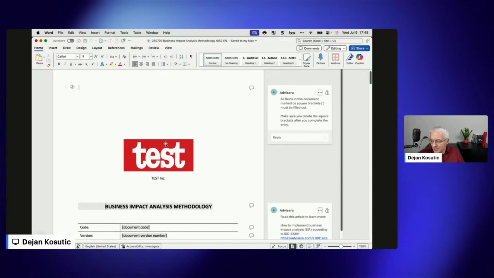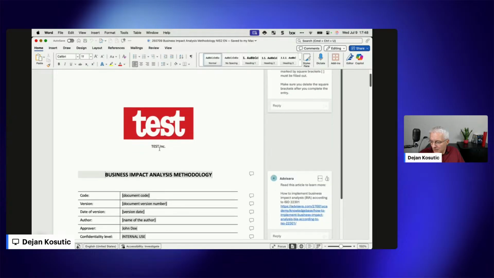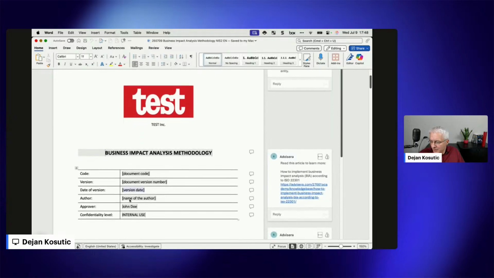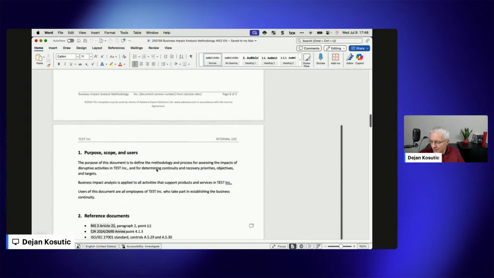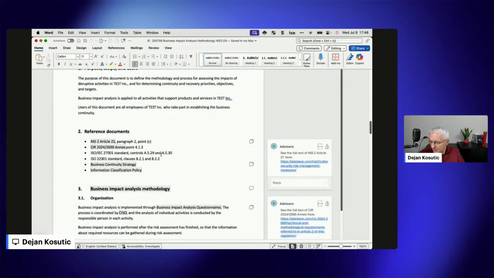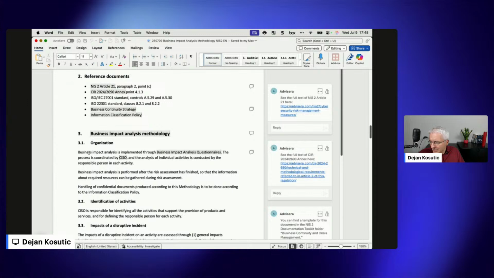So it inserts the logo, the company name. As you can see, all of these things that I entered through the wizard are also here: name, the confidentiality level, and you also see the full text of the document here. Business impact analysis is implemented through questionnaire. It's coordinated by CISO. This is also what I entered through the wizard.